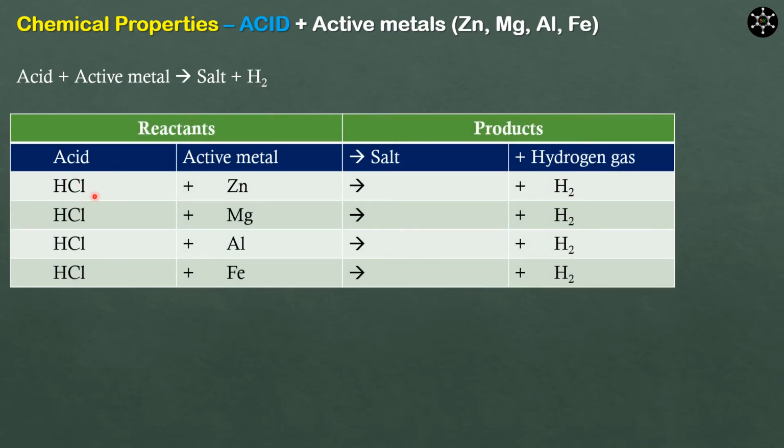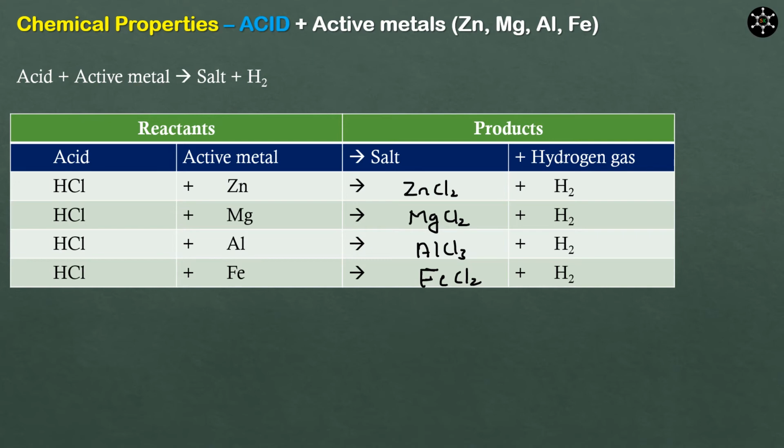We have chosen hydrochloric acid and these active metals. HCl reacts with zinc to form zinc chloride salt and releases hydrogen gas. With magnesium, magnesium chloride salt. With aluminium, aluminium chloride salt. With iron, it is ferrous chloride salt, where iron is in +2 oxidation state.